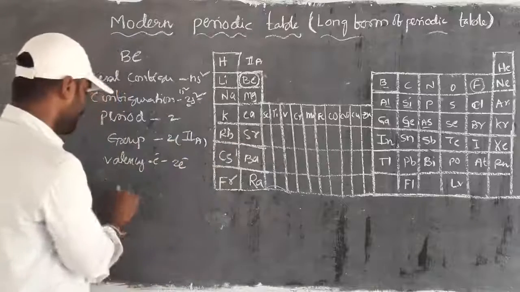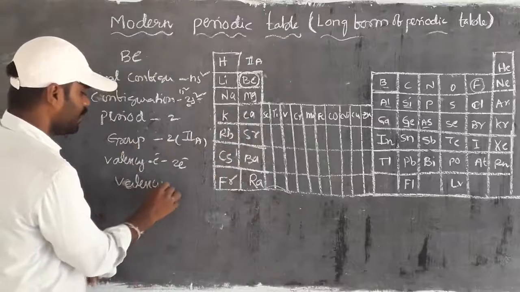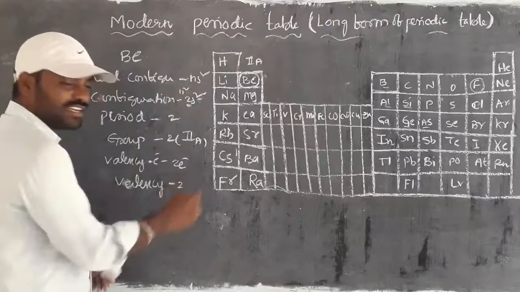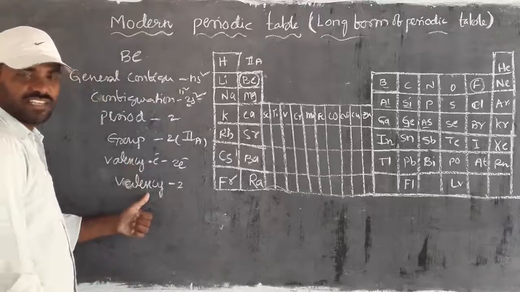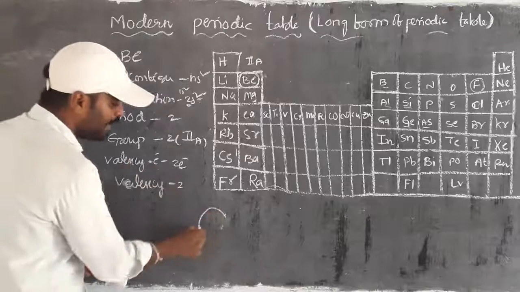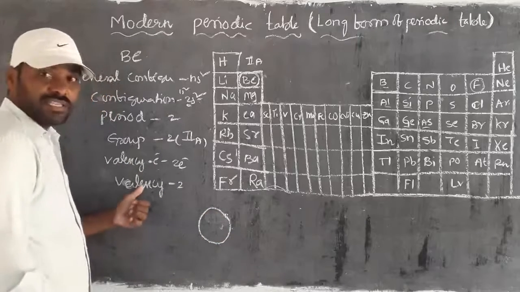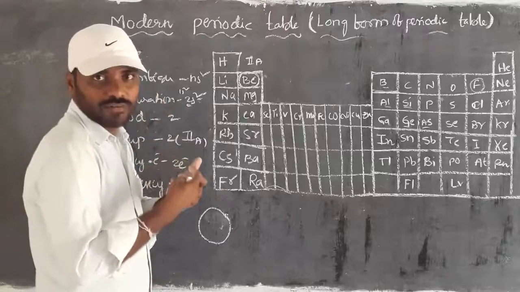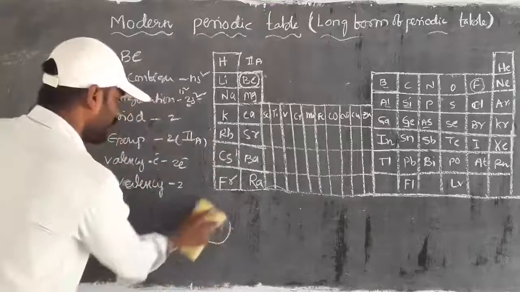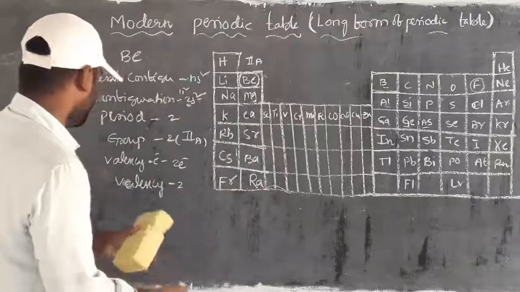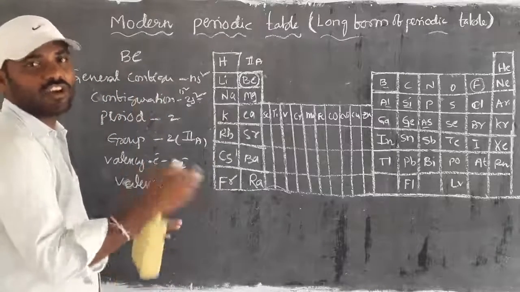Then what is the valency? It is a little bit easy to identify. So valency is 2. Then what is the difference between valence electrons and valency? Valence electrons means how many electrons are there in the outermost shell. Valency means the combining capacity of an atom, that you have to keep in mind, right? Then we can get one more piece of information, that is whether it has metallic nature or non-metallic nature.